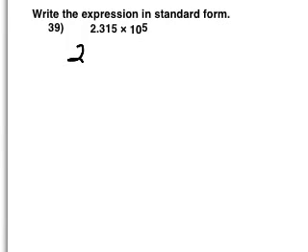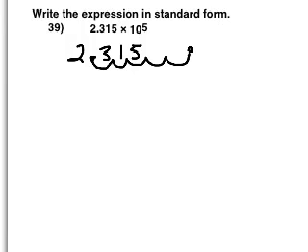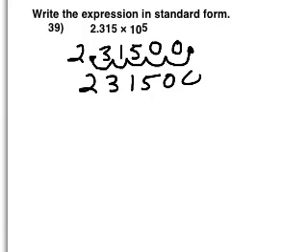So we've got 2.315, and it's times 10 to the 5th power. So let's put 5 decimal places back in. 1, 2, 3, 4, 5. That's like multiplying it by 5 tens. Okay, so this number in standard notation is 231,500.